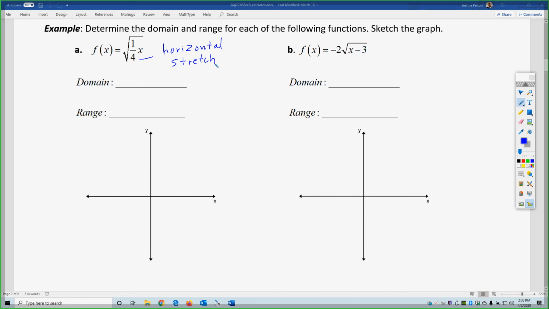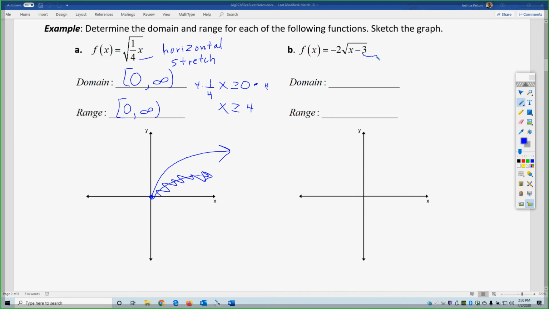It's an even root, so it's going to be the one swoosh, but it's just going to be a stretch, so it just goes up higher. Instead of being down lower, it just goes up a little bit higher because it's a stretch. Does that change the domain? No, it's still 0 to infinity, and this is still 0 to infinity for the range. Because essentially, at the end of the day, 1/4 x must be greater than or equal to 0. So if I multiply each side by 4, x must be greater than or equal to 0. Nothing changed with that.